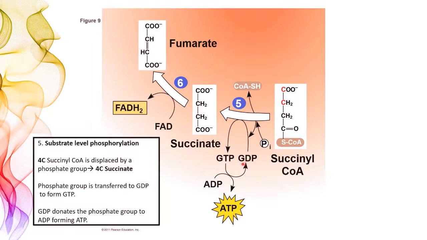This GTP will then donate its phosphate group to ADP to form ATP, and the process of forming ATP here is what we call substrate level phosphorylation. Next, there will be oxidation. The 4-carbon succinate will undergo oxidation, in which electrons from the succinate and also H+ will be transferred to FAD+, and this will reduce FAD+ into FADH2, and this will produce a 4-carbon fumarate.